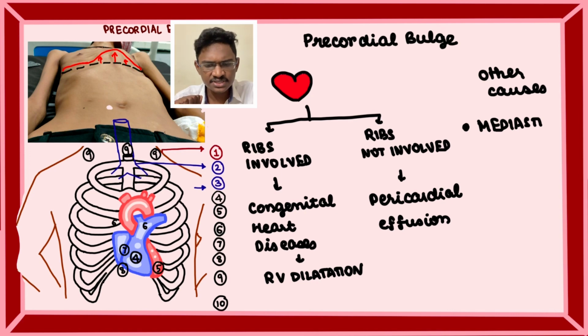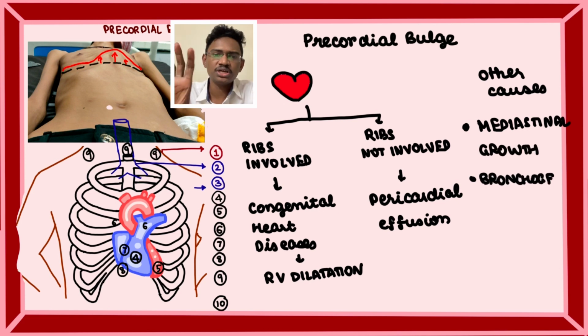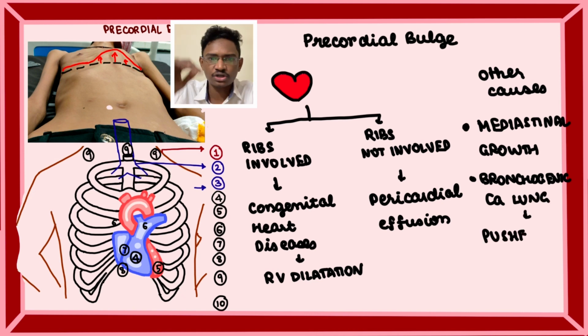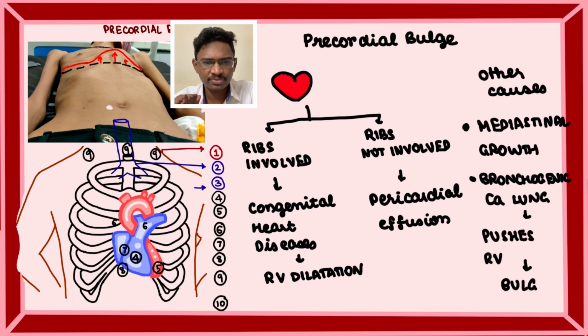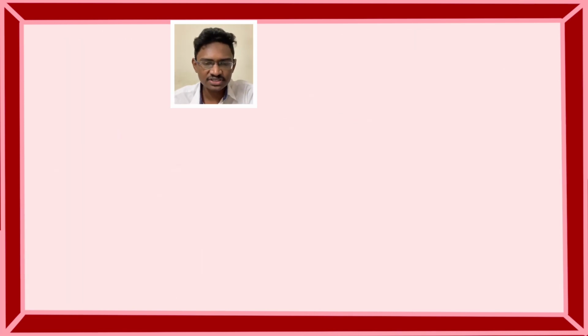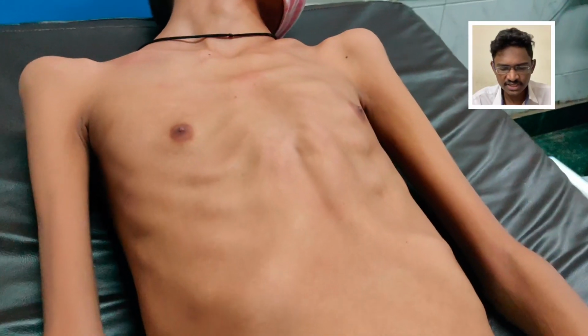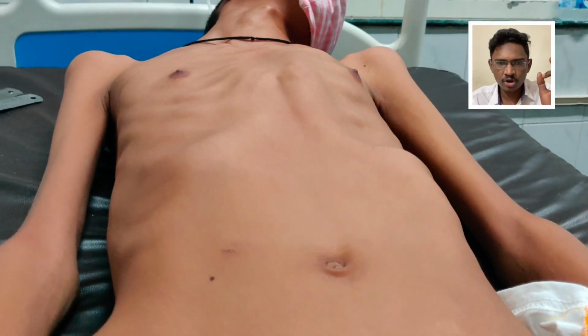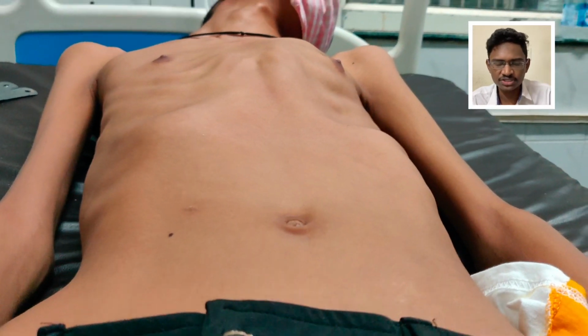Yes. Next are other non-cardiovascular causes you should be knowing. So the first thing is mediastinal growths. Cancer of lung, like bronchogenic carcinomas of lung, which push the right ventricle, and the right ventricle causes bulging of the precordium. Okay, so all these are precordial bulge causes: cardiovascular, non-cardiovascular, ribs involved or not, and non-cardiovascular causes. Yeah, so now observe the precordial bulge for a minute. The procedure.